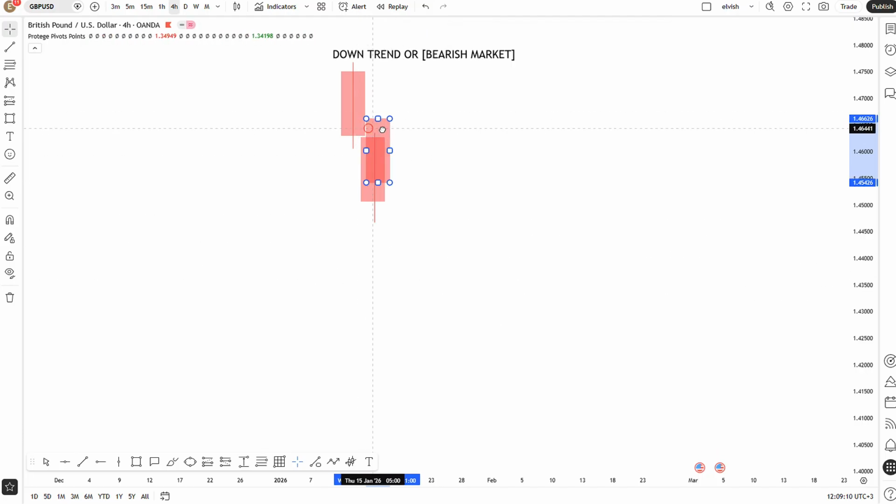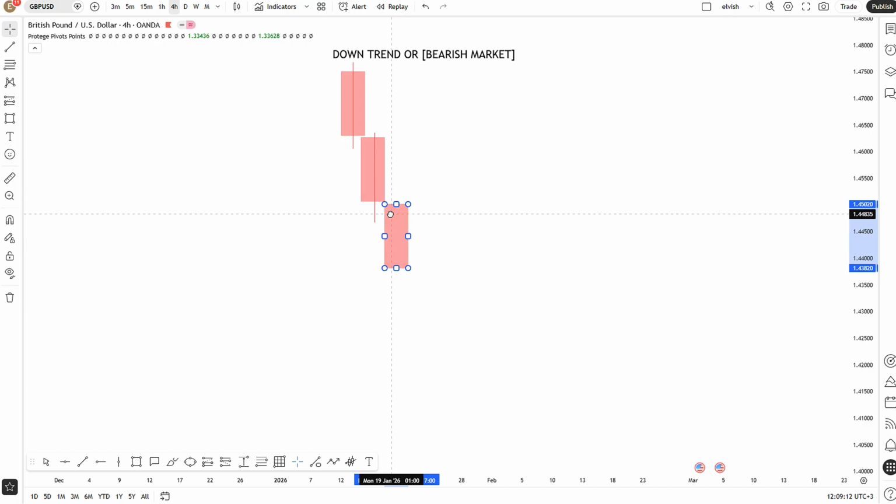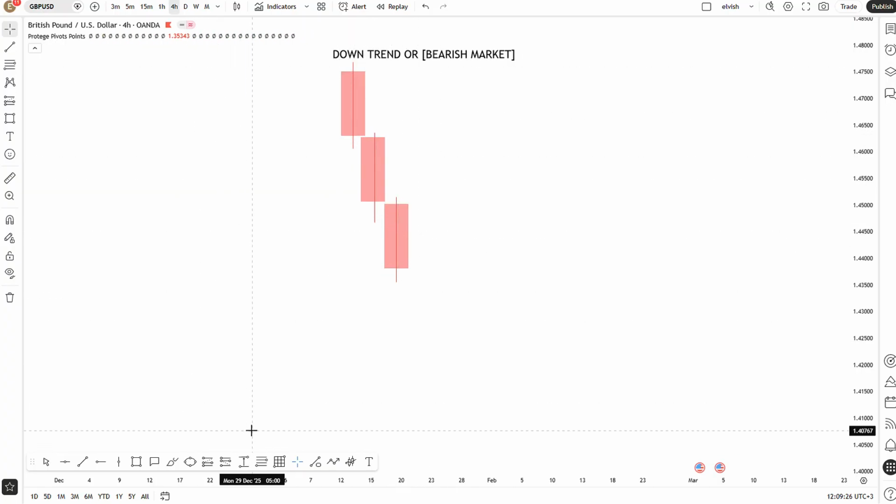Then this is how it will be looking like, okay? So this is how this trend will be looking like. It will be made up of these candles, okay? They'll all be going to the downside. Open, close, open, close, open, close, open, close. And then, how does this trend look like? Okay, so let me use the path tool.